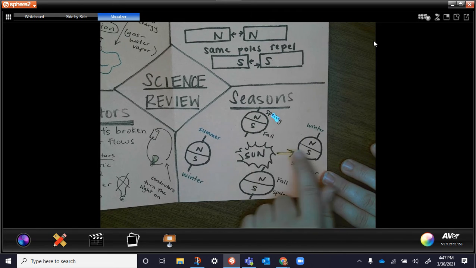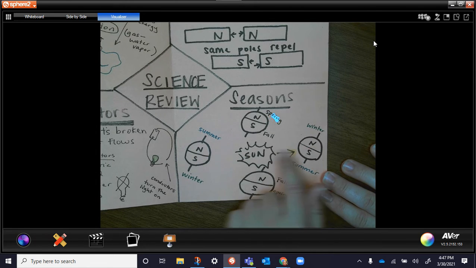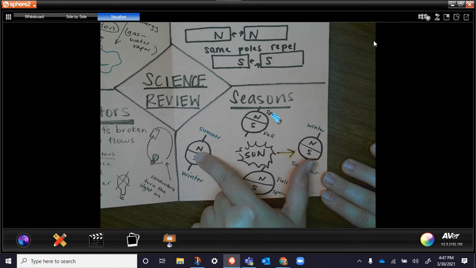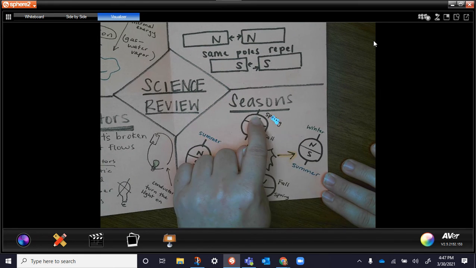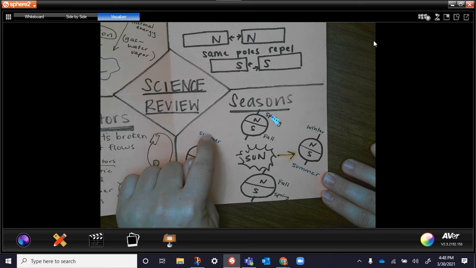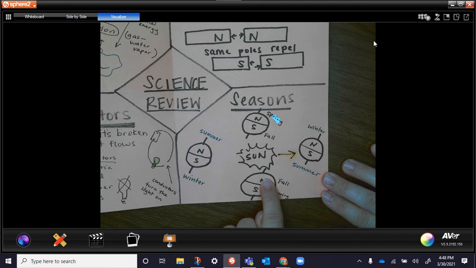These middle positions here are always going to be your summer and your winter, okay? The top and the bottom are always going to be your spring and fall. So once you figure out this middle part, then you can go around and say, okay, after winter we have spring, after spring we have summer, after summer we have fall, after fall we have winter, and you can go around and plug in the rest.